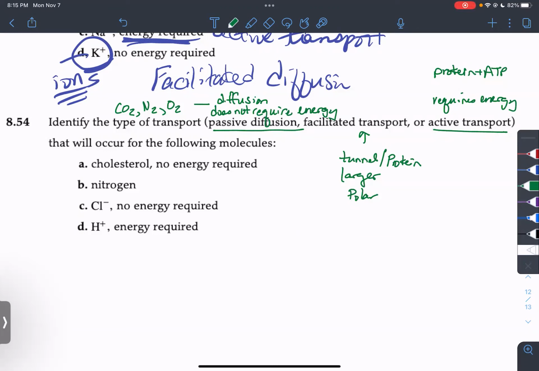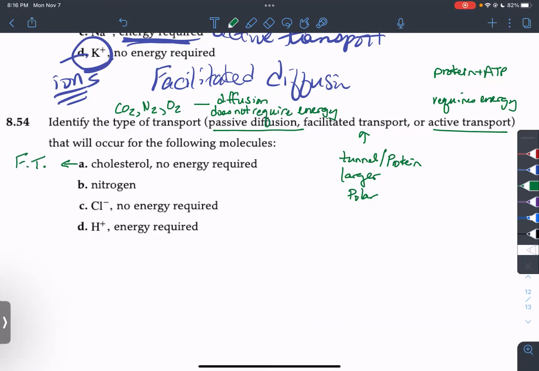Okay, cholesterol, no energy required. Cholesterol is pretty non-polar. It has a little bit of a polar end sometimes, but for the most part, it's non-polar and relatively small. So those polar portions require that facilitated transport to get it across. So remember, we drew cholesterol a while back, but there's a portion of it that's non-polar and then a portion of it that's polar. And so that little portion of it that's polar requires that facilitated transport.